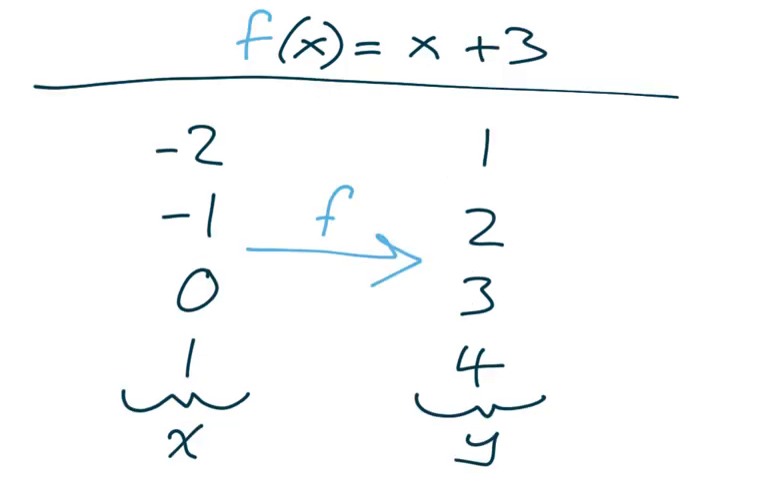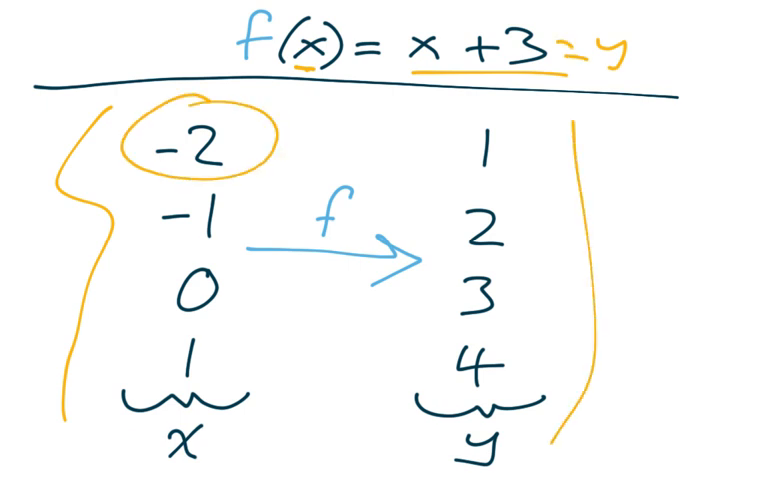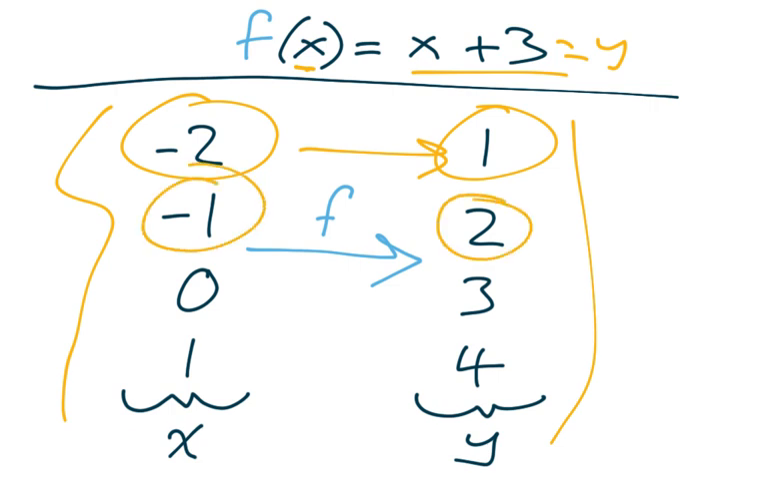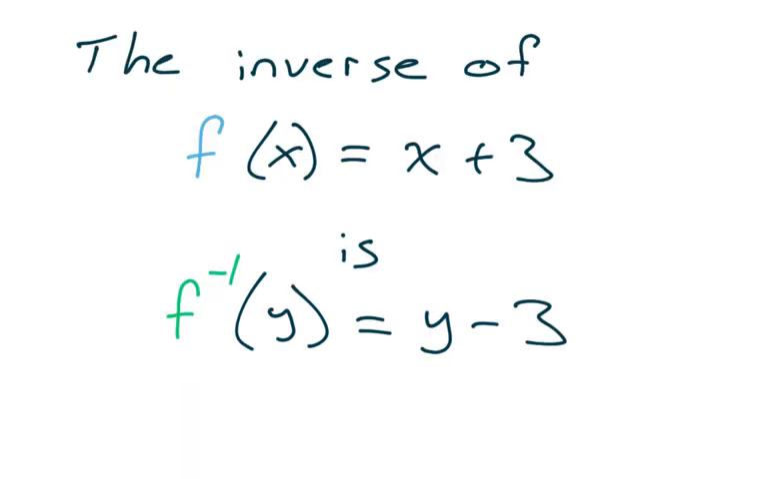Okay, so let's look a little bit more at what f is. f starts with an input x over here, and then you get x plus 3 right here. So starting with -2, when you add 3, you get 1. Starting with -1, if you add 3, you get 2. So f starts with an x and produces a y. You start with a number and you just add 3 to it. That's the function f.